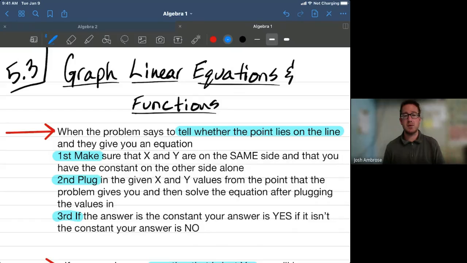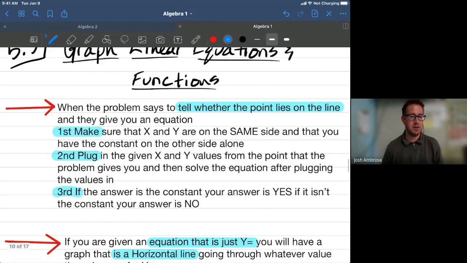Problem says, hey, tell it whether the point lies on the line. First, read that note. Second, plug it in. Third, we're going to answer if it's yes or no, and you're going to follow the example problems as we go through it.